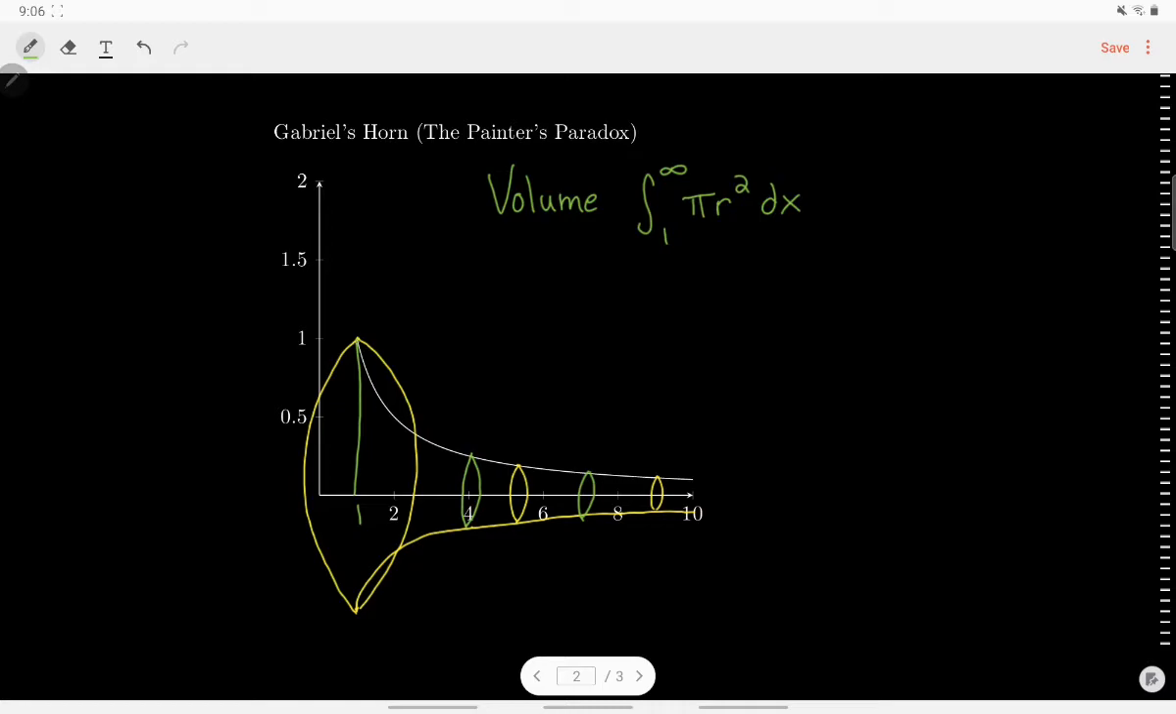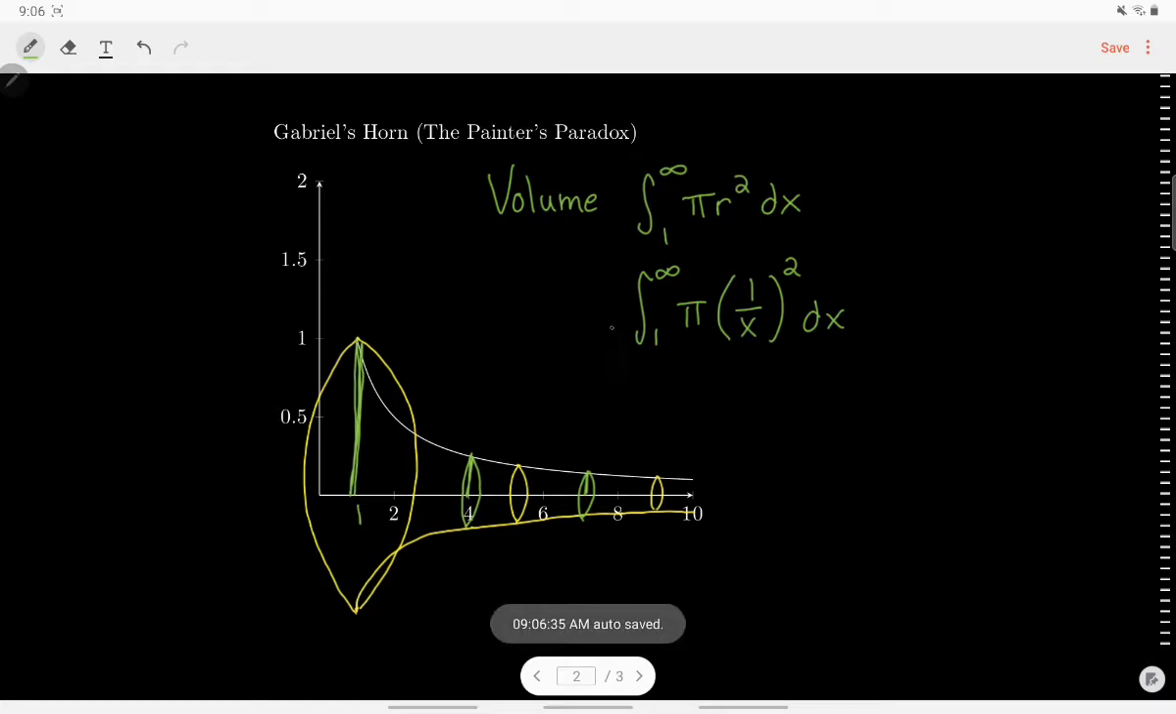Well, look, the radius for my first circle is the function value at 1. The radius for the circle at 4 is the function value at 4. The radius for this circle is the function value at that point. So my radius is always the function value. So we're looking at the integral from 1 to infinity of pi times my function, which is 1 over x, squared, dx.